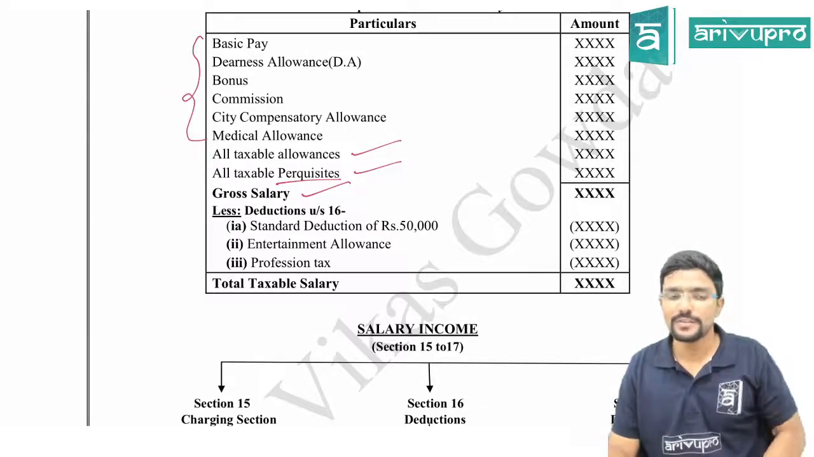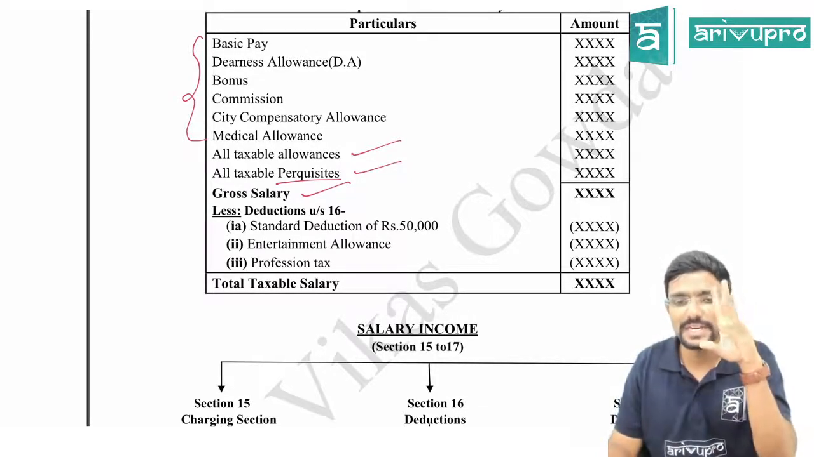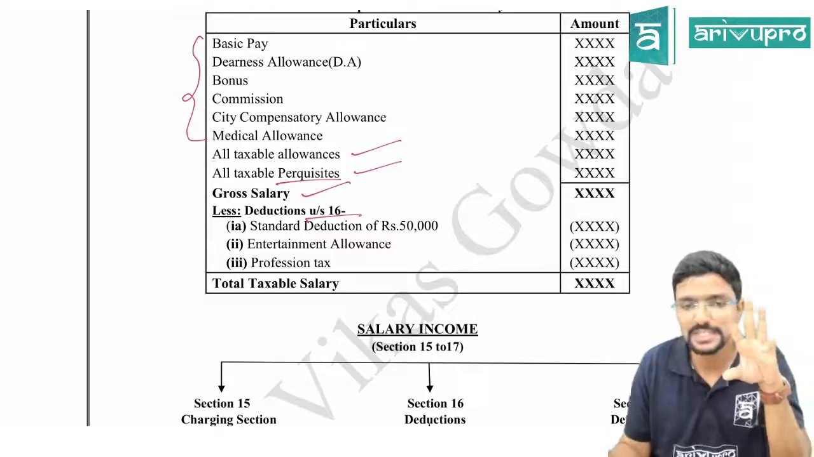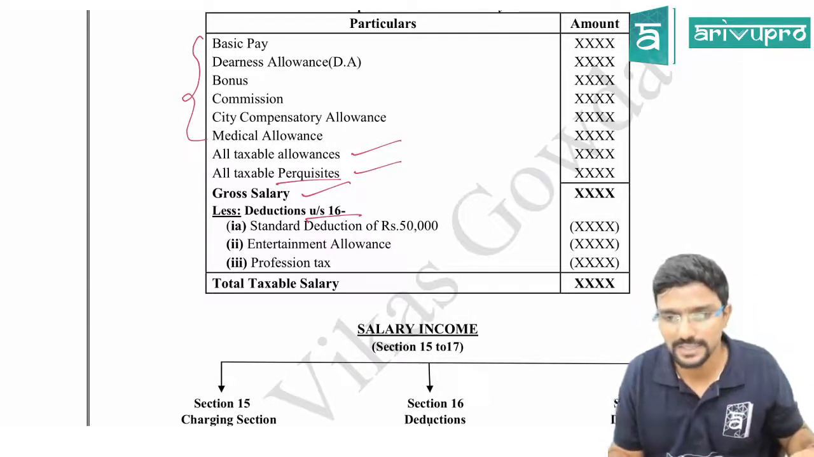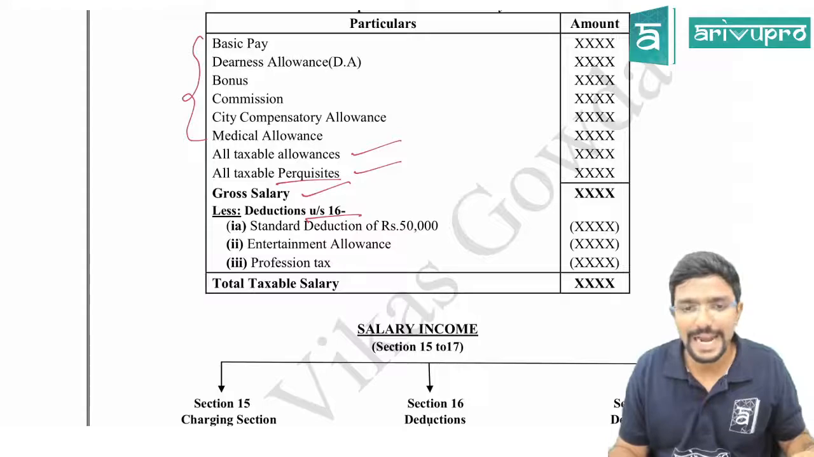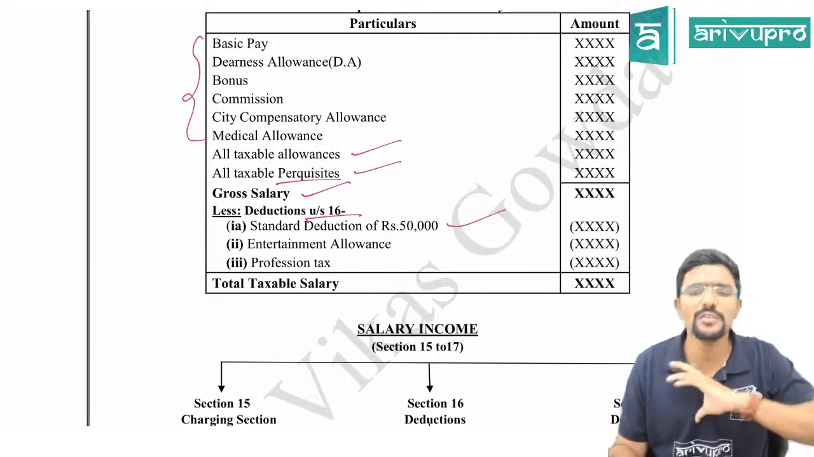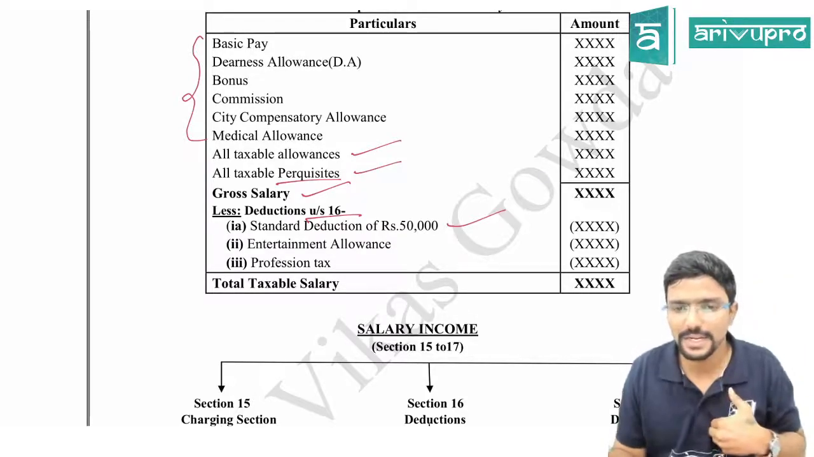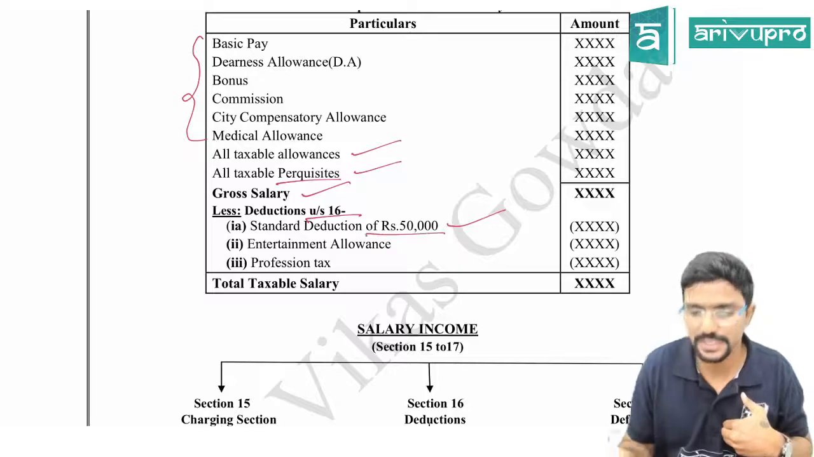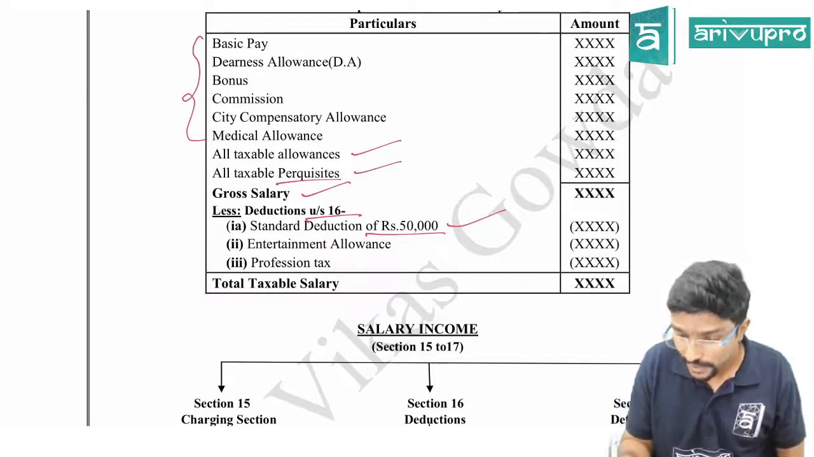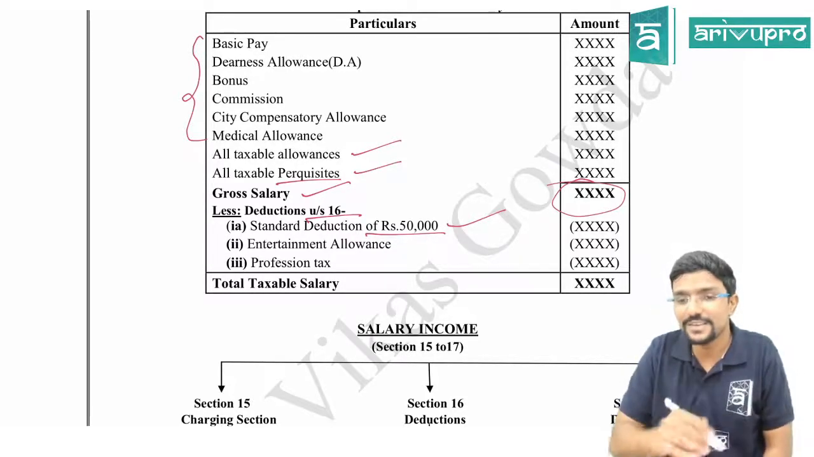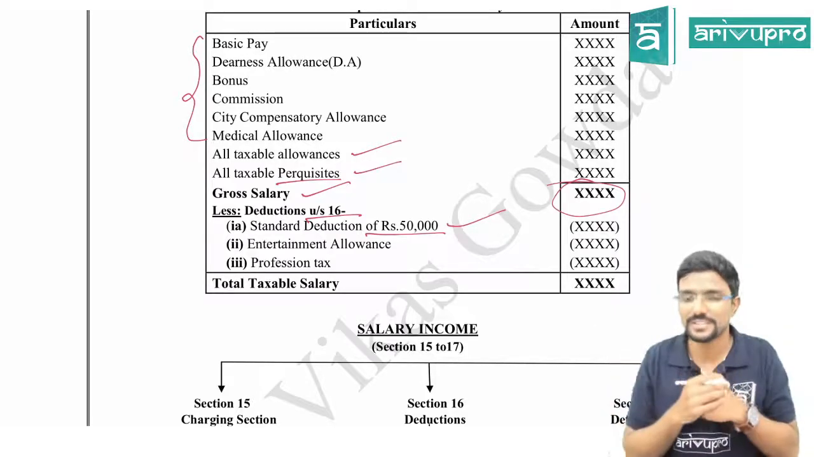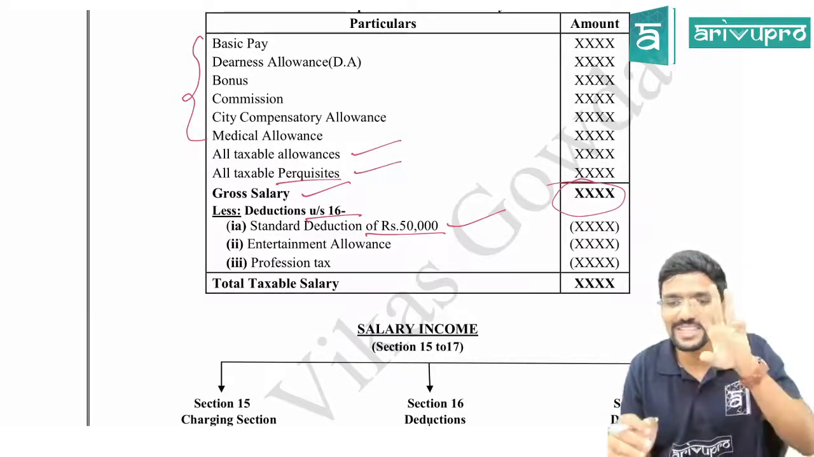From this gross salary, you can claim 3 deductions under Section 16. First one is standard deduction. Standard deduction of 50,000, which is always there. It is fixed. Whoever has salary income, everyone can claim a standard deduction of 50,000. But if your gross salary itself is less than 50,000, then you can claim only that much. Assume your gross salary is only 30,000.